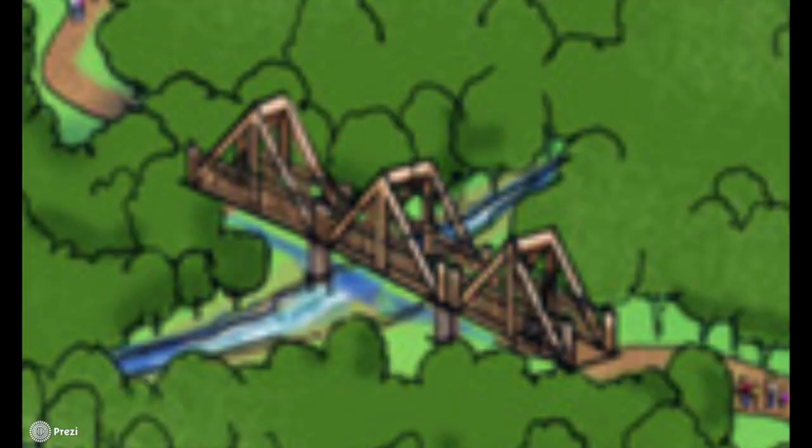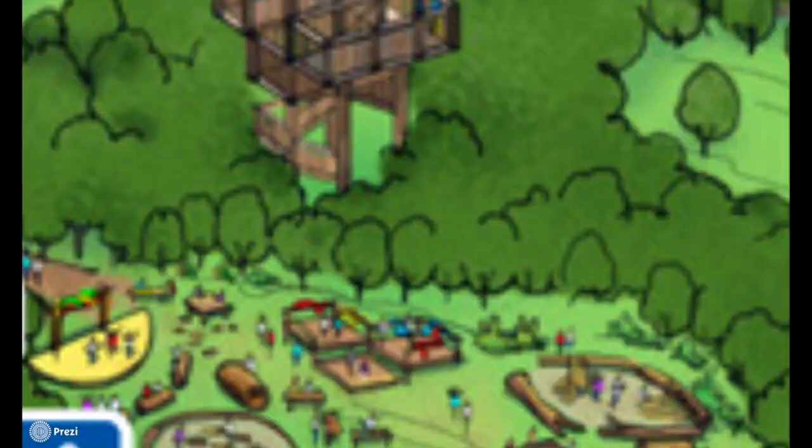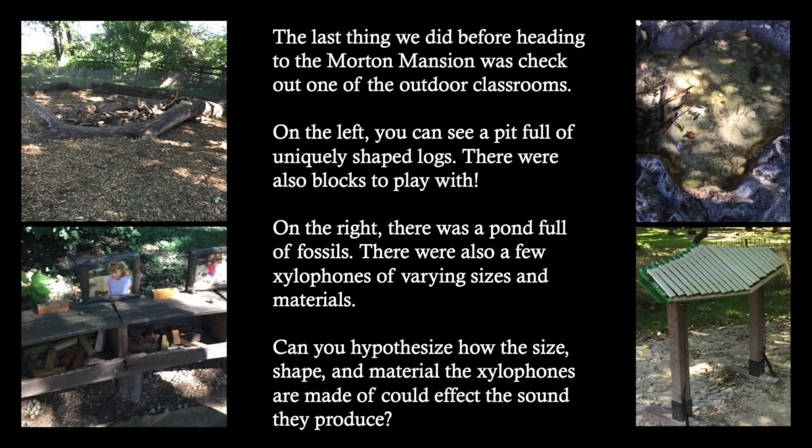Last thing we did before heading to the Morton Mansion was check out one of the outdoor classrooms. On the left, you can see pictures of a pit full of uniquely shaped logs, and there were also blocks to play with. On the right, there was a pond full of fossils. There were also a few xylophones of varying sizes and materials that you could play. Can you hypothesize how the size, shape, and material the xylophones are made of could affect the sound they produce?